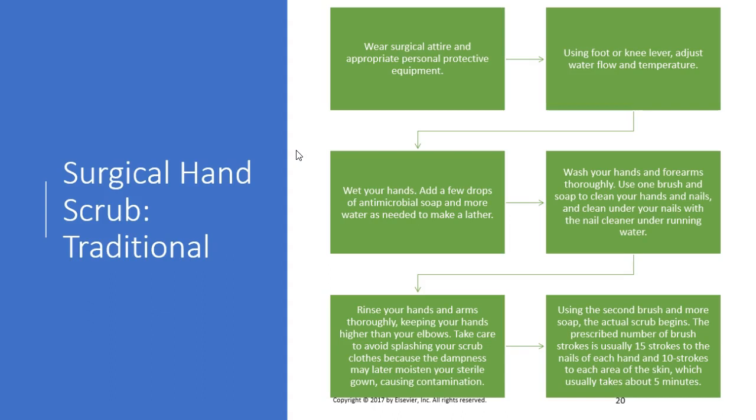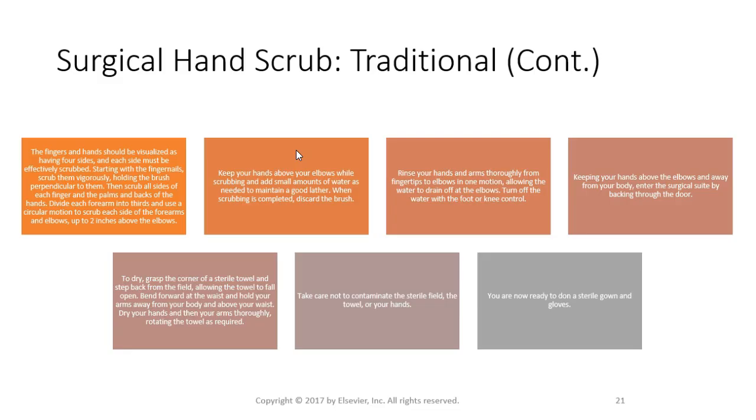Using a second brush and more soap, the actual scrub begins. The prescribed number of brush strokes is usually 15 strokes to the nails of each hand and 10 strokes to each area of the skin, which usually takes about 5 minutes. All right, so fingers and hands should be visualized as having 4 sides. Each side must be effectively scrubbed.